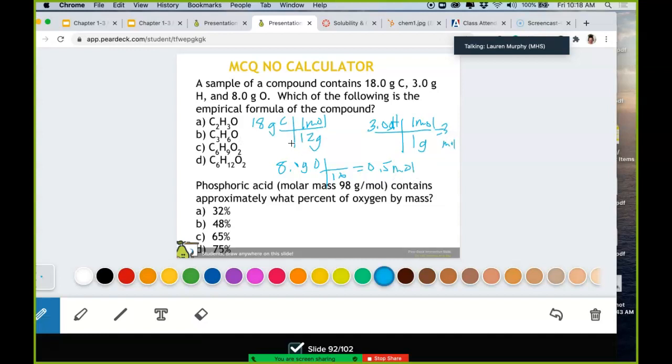Now, 18 and 12. What number goes into both of them? Well, 6. So this is 3 over 2. This is 1.5. Okay, so again, easy math. Now, this is obviously the one with the least number of moles, so you divide everybody by that number. Divide this by 0.5, divide this by 0.5, and divide 3 by 0.5.